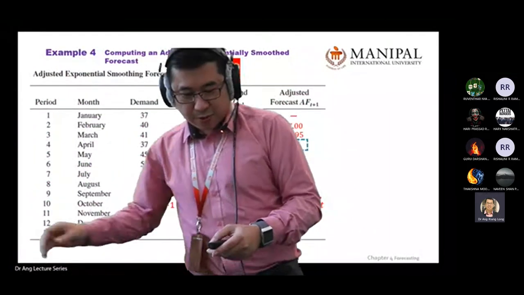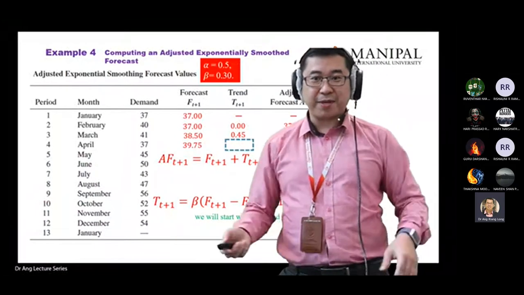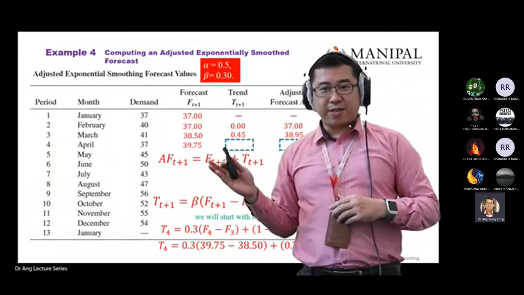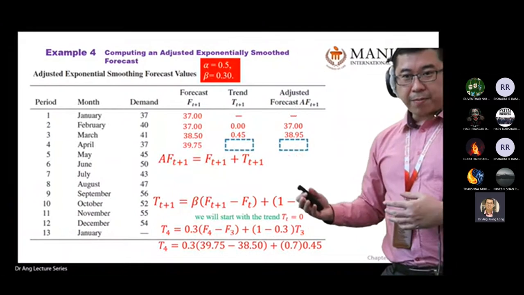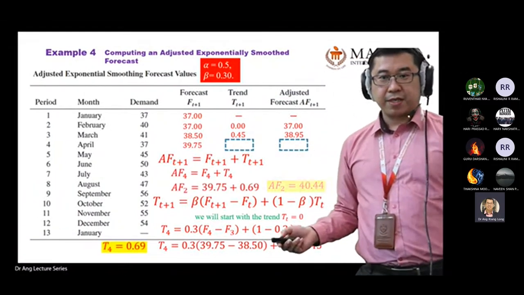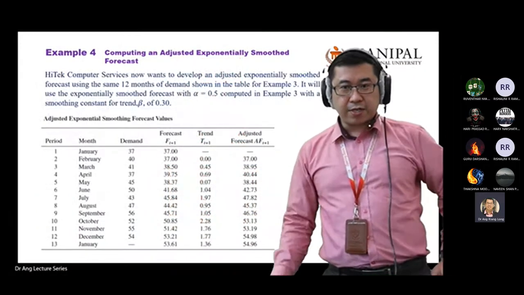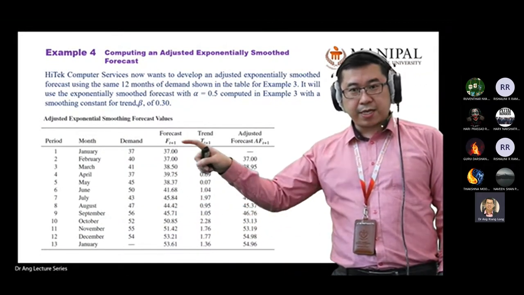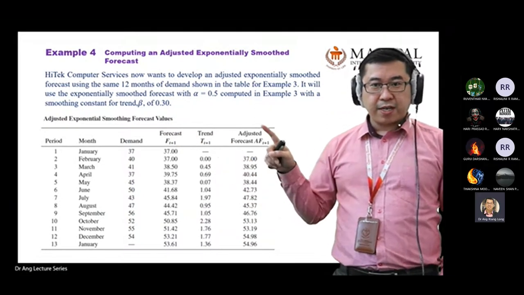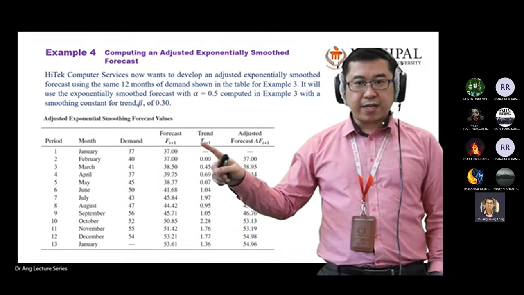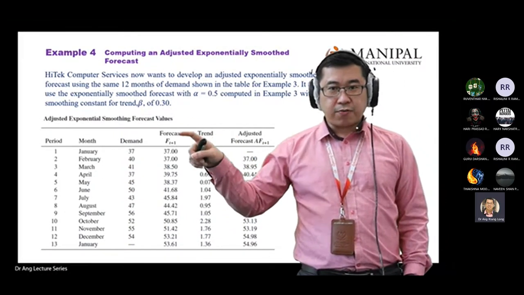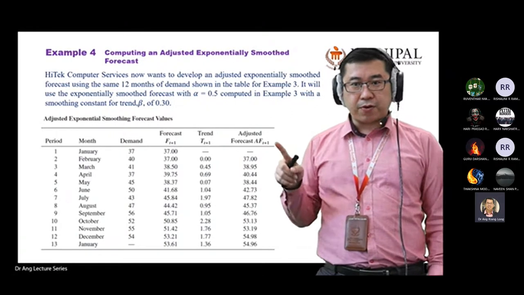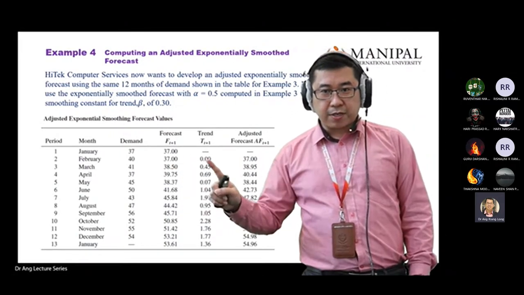So no reason you guys don't know how to do it in your tests and also your final exam. One thing is that the formula won't be given, so you need to memorize before the exam. I'll give you all the values in my slides later on. So basically three formulas: one for forecast, one for trend, and one for adjusted. You find your trend, then your forecast, then calculate the adjusted. Basically, this one plus this one equals this one.